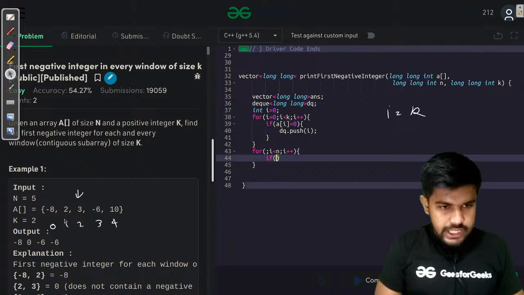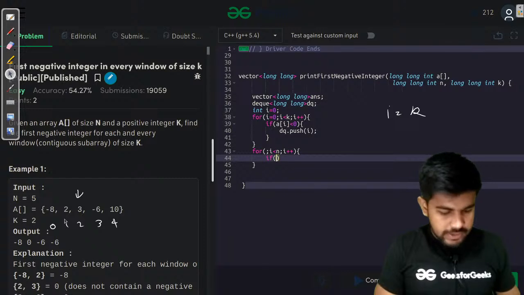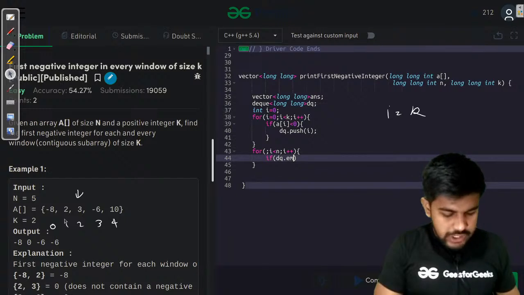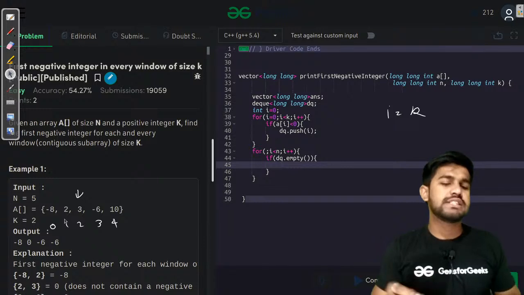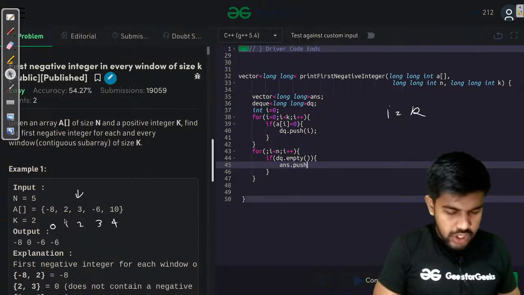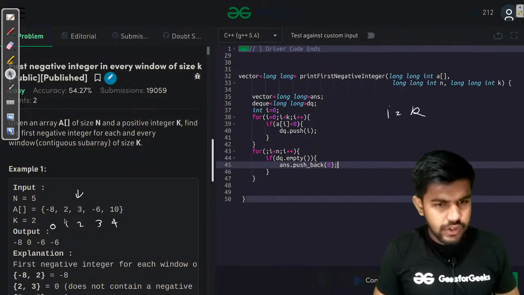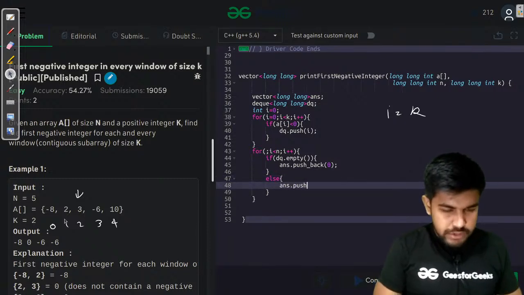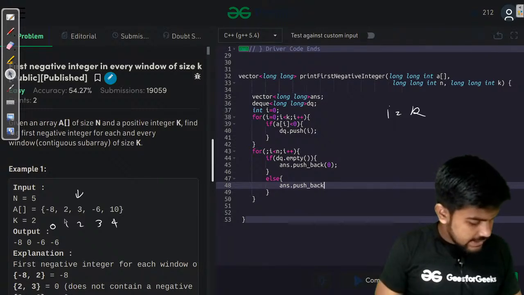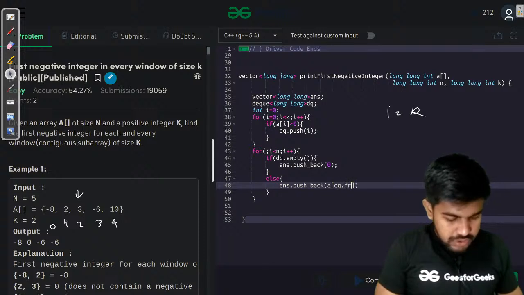So what we would do is, if dq dot empty, so if the dq is empty, that means we don't have any negative elements, so we would just insert a 0. So answer dot push back 0 itself. Okay, fair enough. Else what we would do is, answer dot push back a of dq dot front.